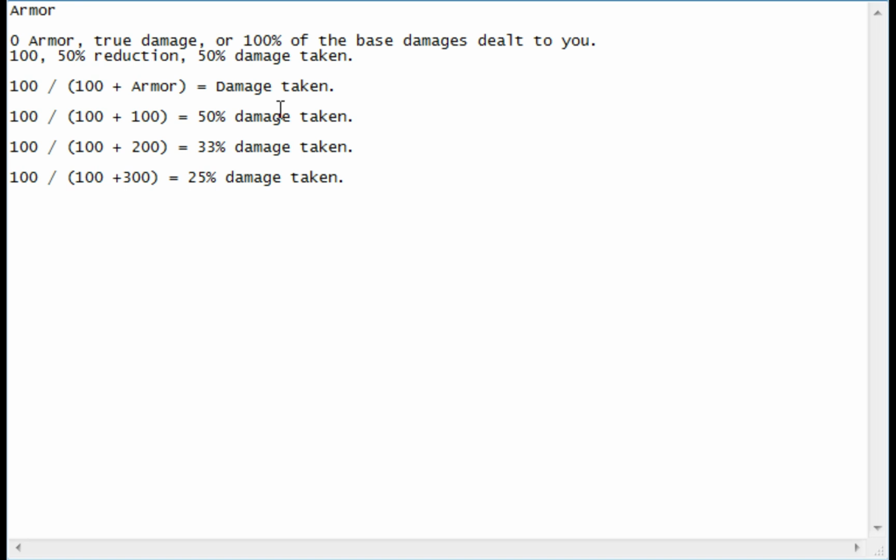And now let's talk about armor penetration, which actually works in the other direction. Armor penetration is more effective the more armor penetration you have. So while armor is less effective the more you have, armor penetration is more effective the more you have. And we'll do the math for that real quick. So let's look at armor penetration.